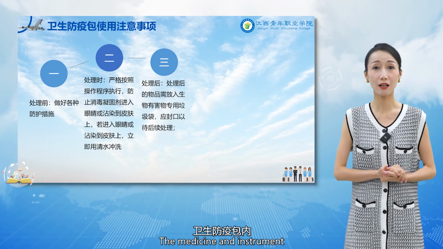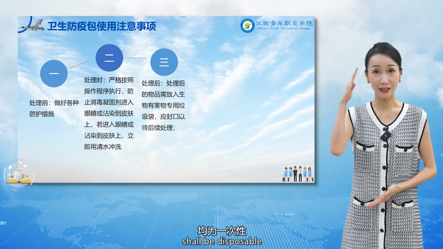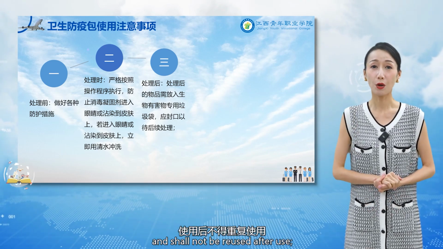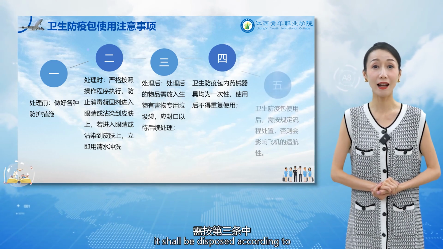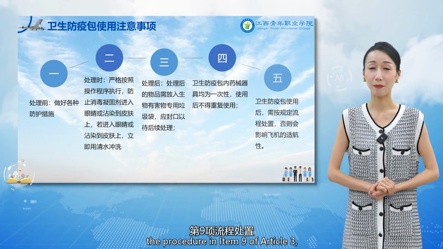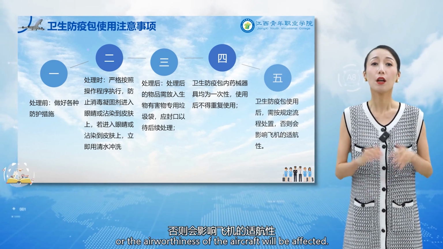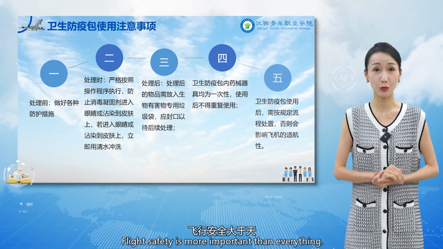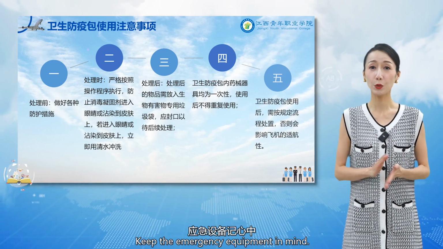The medicine and instruments in the Universal Precaution Kit shall be disposable and shall not be reused after use. After using the Universal Precaution Kit, it shall be disposed of according to the procedure in Item 9 of Article 3, or the airworthiness of the aircraft will be affected. Flight safety is more important than everything. Keep the emergency equipment in mind.